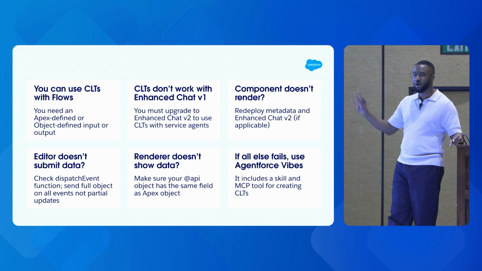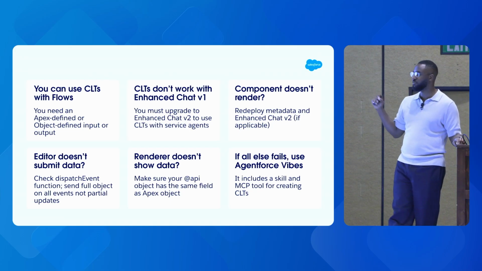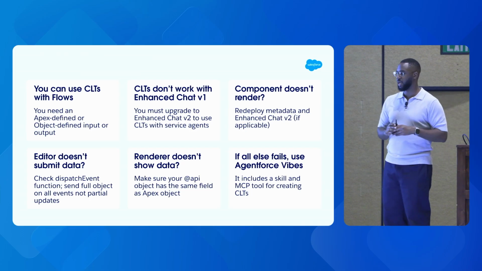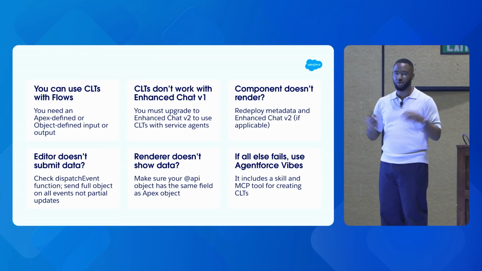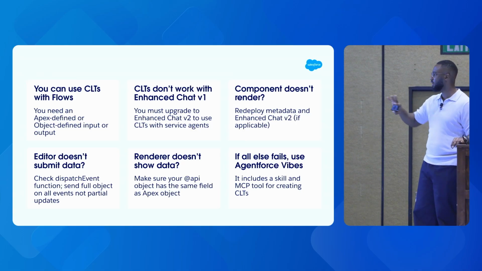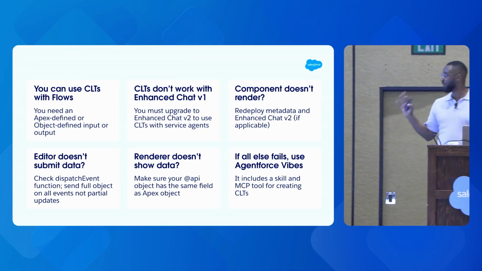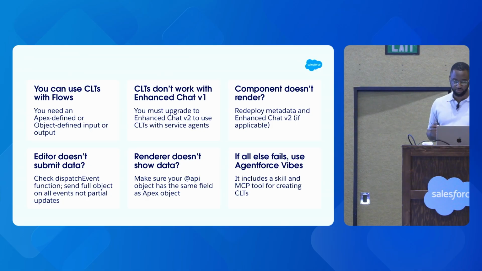And if all else fails, this is probably the most important part of this talk, just use Agentforce Vibes. I'm serious. There's actually a skill in Agentforce Vibes that comes out of the box, and there's also an MCP tool that's in beta. So if you have a Lightning web component and you have an Apex class, you can just open Agentforce Vibes, say, hey, I want a custom Lightning type for these two things, and it'll just do it for you. You don't even have to really know what's going on. It'll figure it out for you. It's really nice.